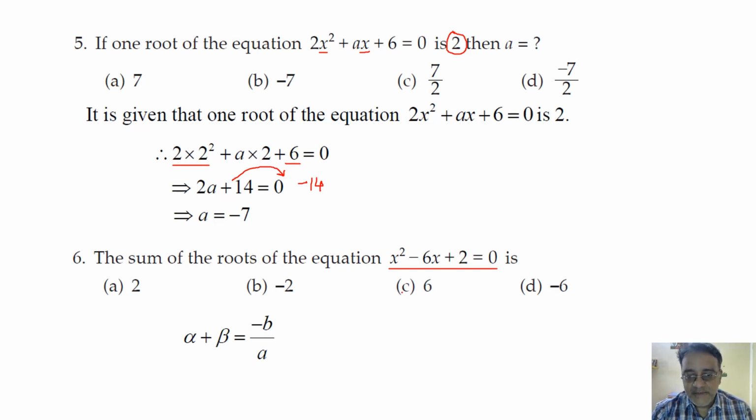So minus b, what is the value of b here? Minus 6. So minus of minus 6 upon 1. So we are getting 6. And the correct option is? Option C. Right. इसमें हम लोग ऑप्शन टिक नहीं किए थे. B. Now we are moving toward question number 7.